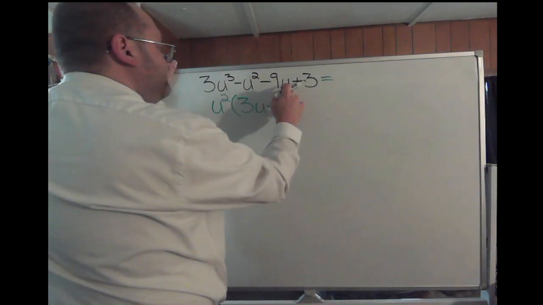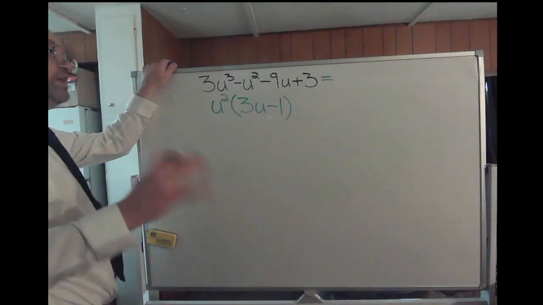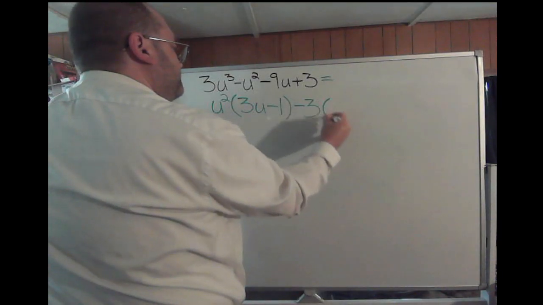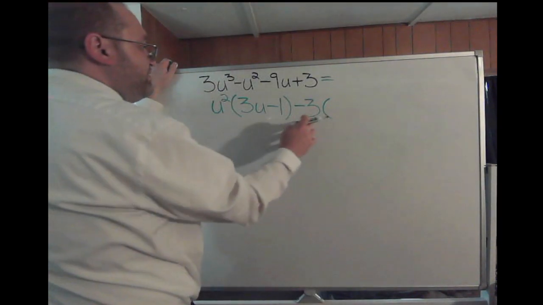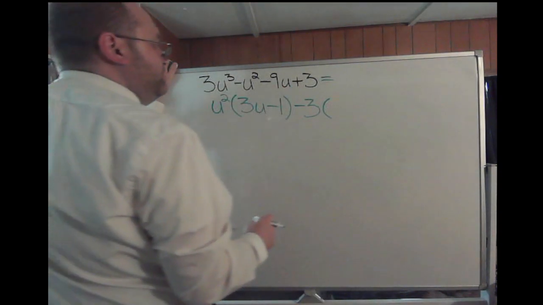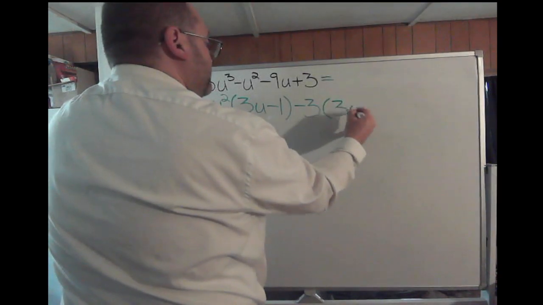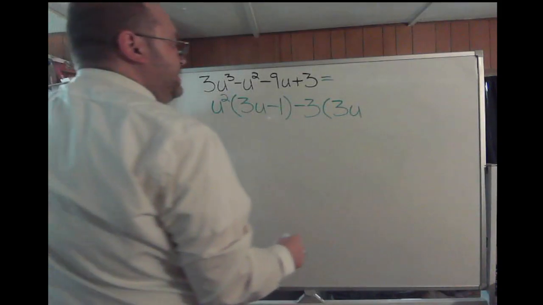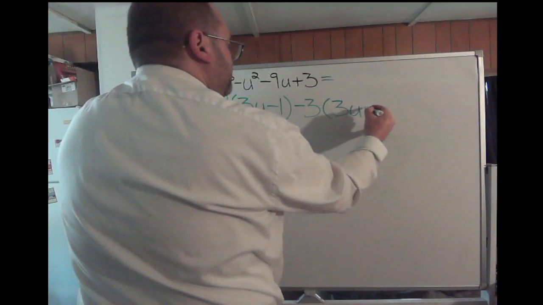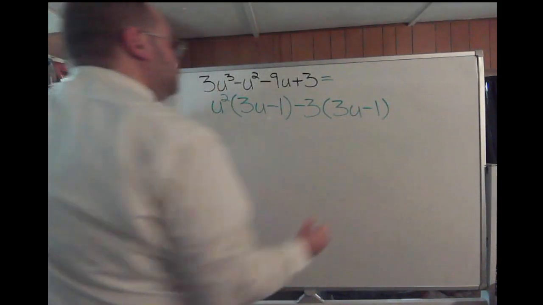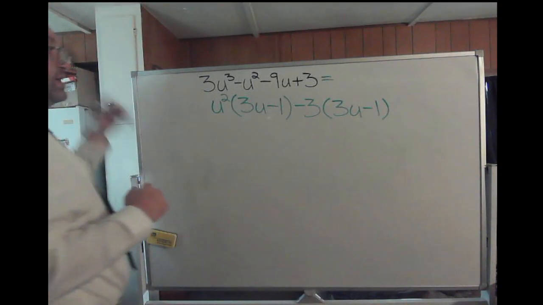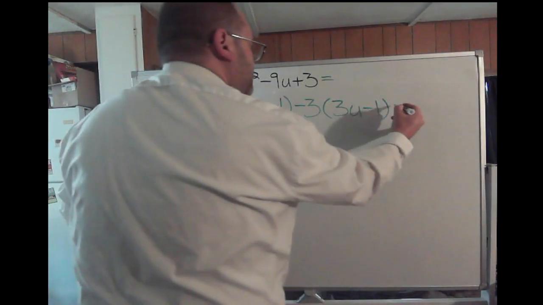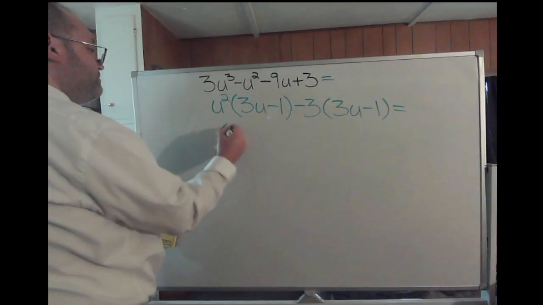Now, between negative 9u and 3, what's the greatest common factor? I'm going to say a negative 3. Let's factor out a negative 3. Negative 3 times what equals negative 9u? That'd be positive 3u. Now, negative 3 times what equals positive 3? That'd be negative 1. So now we have two terms with the common factor of 3u minus 1. So let us go ahead and factor out the 3u minus 1.